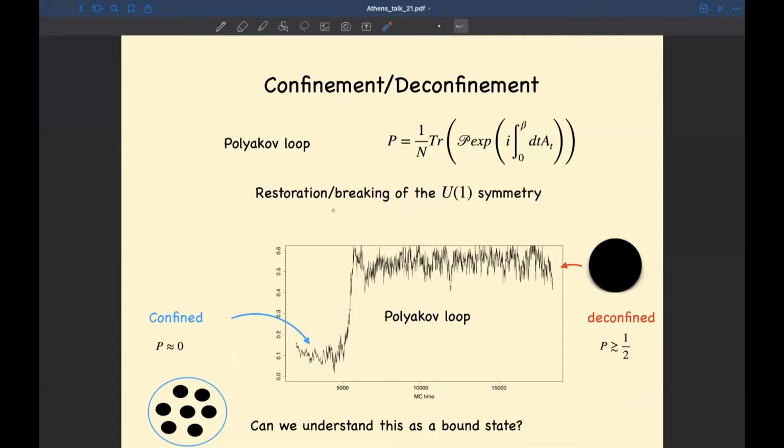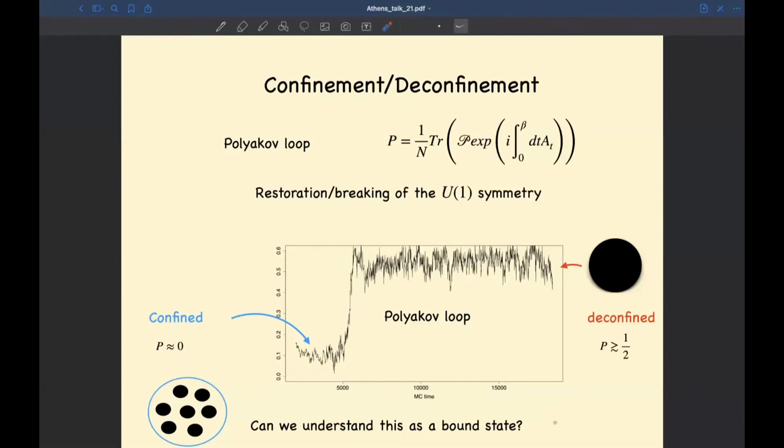So here I want to show how we understand this thing in simulations. In order to do this, I have a graph which on the x-axis is the Monte Carlo history, also the Monte Carlo time, while on the y-axis is the Polyakov loop. We see here that the simulation starts from a case where P is approximately 0, and this is a confined phase, while after some time it transitions to P around 0.5, and this is assigned to the deconfined phase.